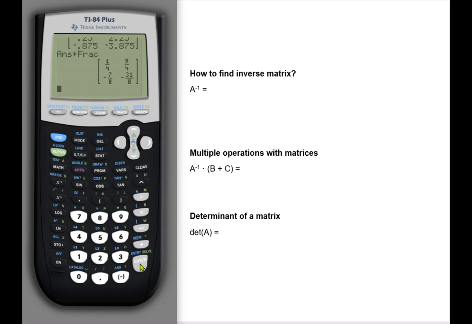And finally, let's see how to find the determinant of a matrix. Hit second, then matrix, then go to the math submenu, and then pick the first one, determinant. Hit enter, and then we are going to pick matrix A. Second matrix, A is already highlighted, hit enter, close parenthesis, and then hit enter again, and then you will get your determinant.